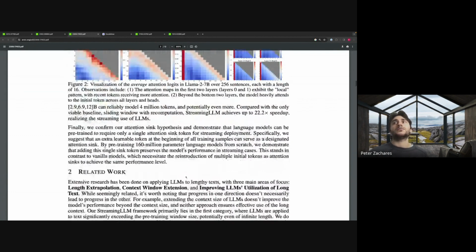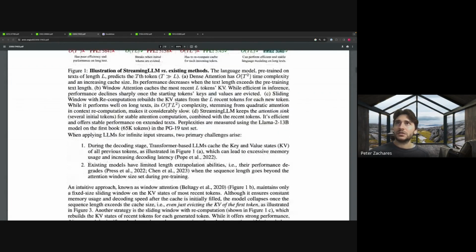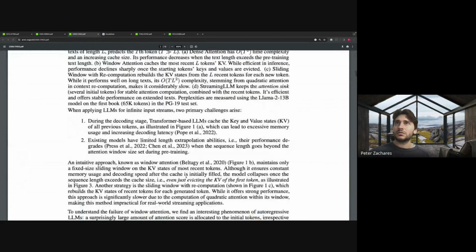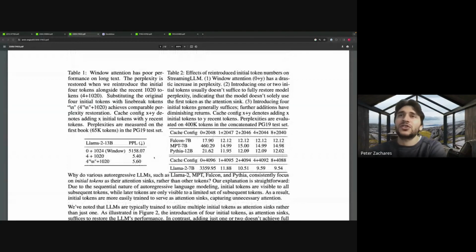To provide evidence against the first hypothesis, there's a table that shows that's not the case. On some data set, they perform windowed attention and calculate the perplexity on a test set. Without including the first four tokens, so that's what 0 plus 1024 means, you get a perplexity on the order of 5,000. If you include the first four tokens, you get a perplexity on the order of 5.